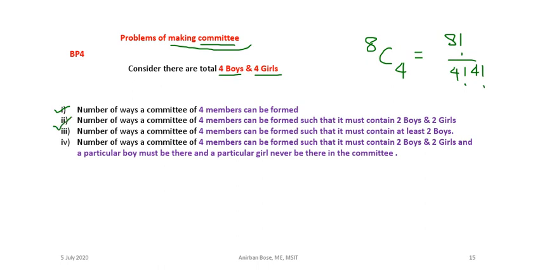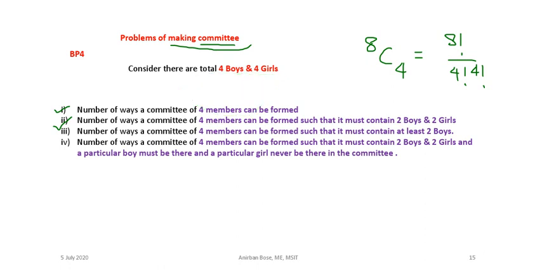The number of ways a committee of 4 members can be formed such that it must contain 2 boys and 2 girls. So there are total 4 boys. So how many ways 2 boys can be selected out of that? That is in the 4C2 ways. And how many ways 2 girls can be selected out of 4 girls? 4C2 ways. So this will be the answer. So 4C2 into 4C2. That is the answer of the second part of the question. Okay.